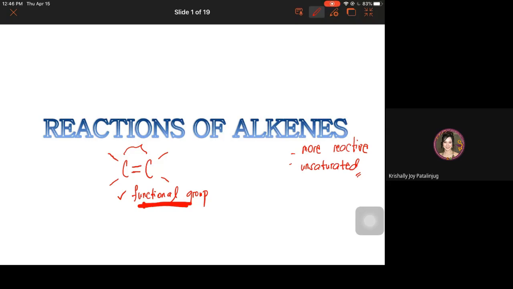So that makes this the reactive site. This is the reactive site, the portion of the alkene organic molecule that is very reactive. Now, during reactions, the double bond part of the alkene, the double bond between carbon atoms, acts as a nucleophile.